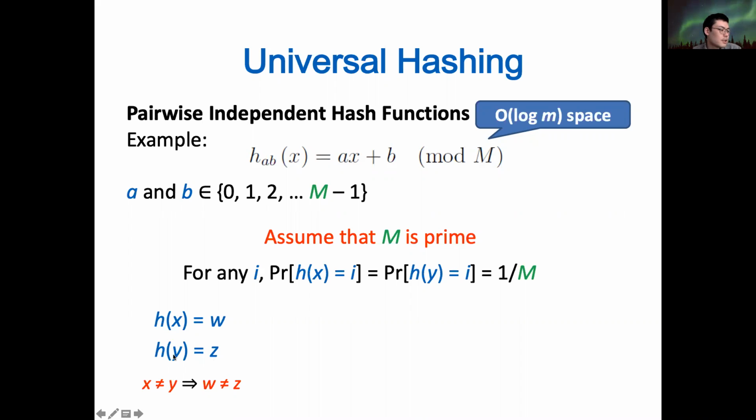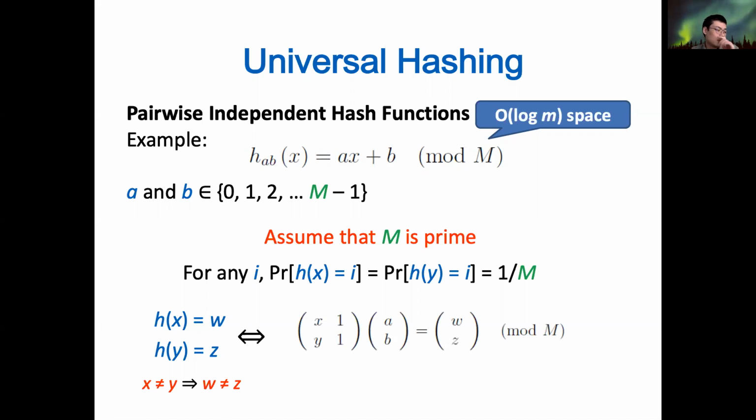So if x is not equal to y, you can show that w is not equal to 0, right? Because it's a prime, each number will be uniquely shuffled to another location in the H domain. So if x is not equal to y, then w and z must be different. That's what we just showed in Z5. And because of this, you can write it as a linear equation.